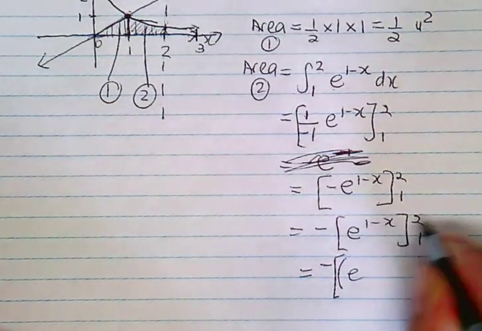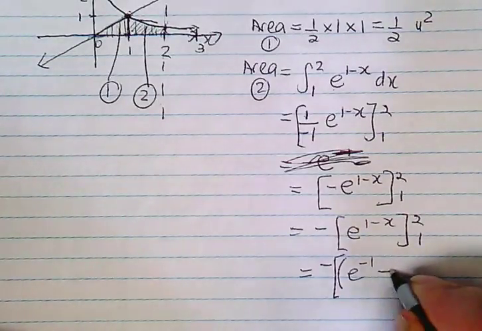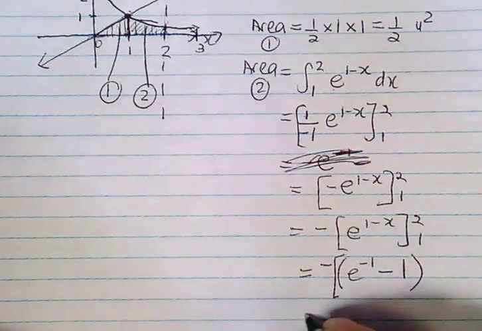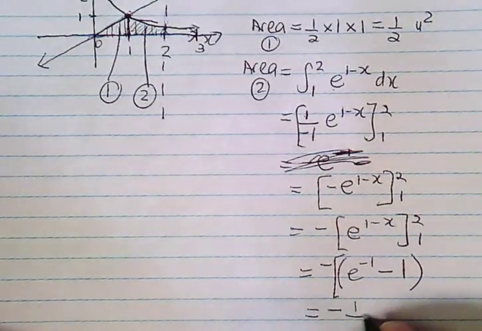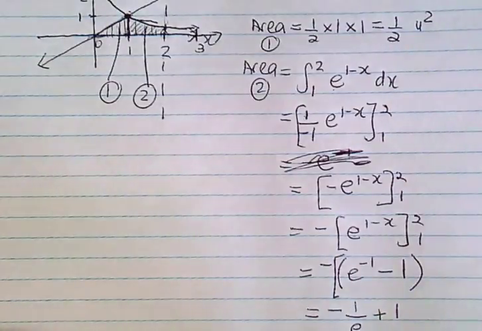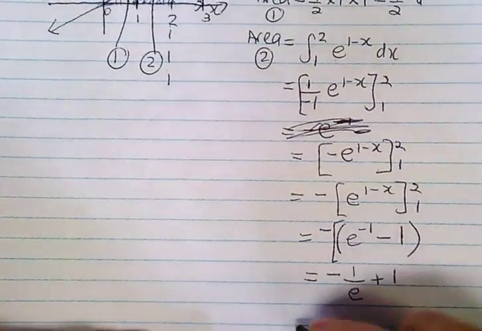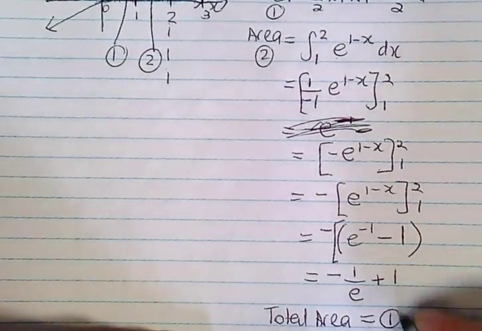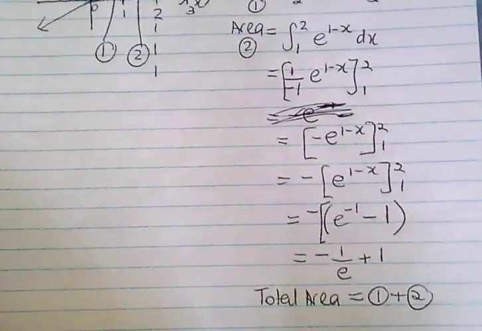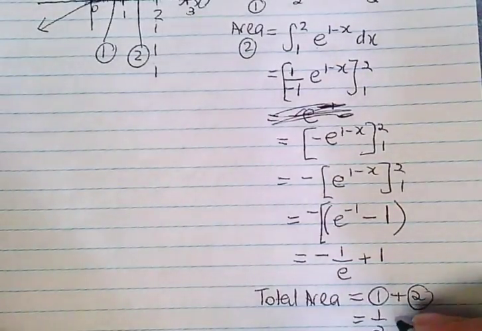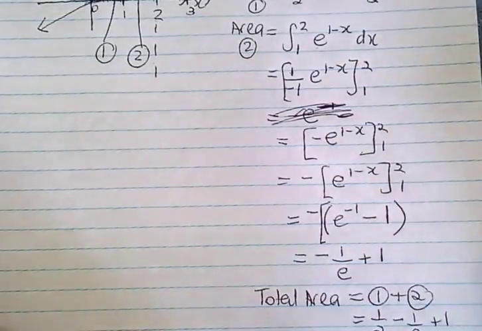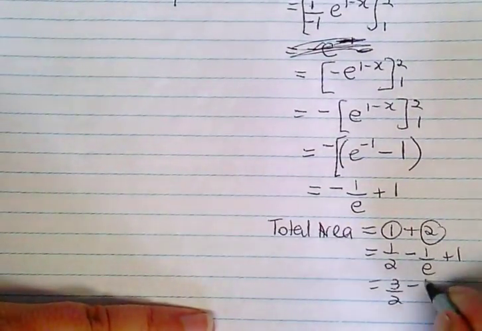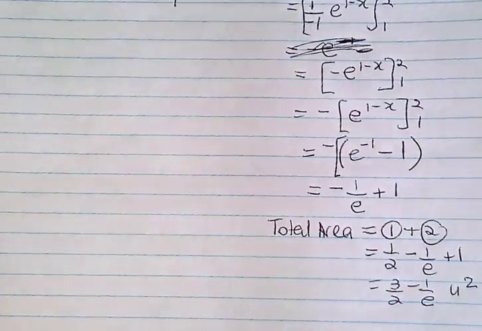So e to the 1 minus 2 is e to the negative 1, minus e to the 1 minus 1 is e to the 0, which is 1. So I've got negative, this is 1 over e plus 1. So therefore, the total area is the sum of areas 1 and 2, which is a half minus 1 over e plus 1, which is 1 1/2, which is 3 over 2 minus 1 over e units squared.